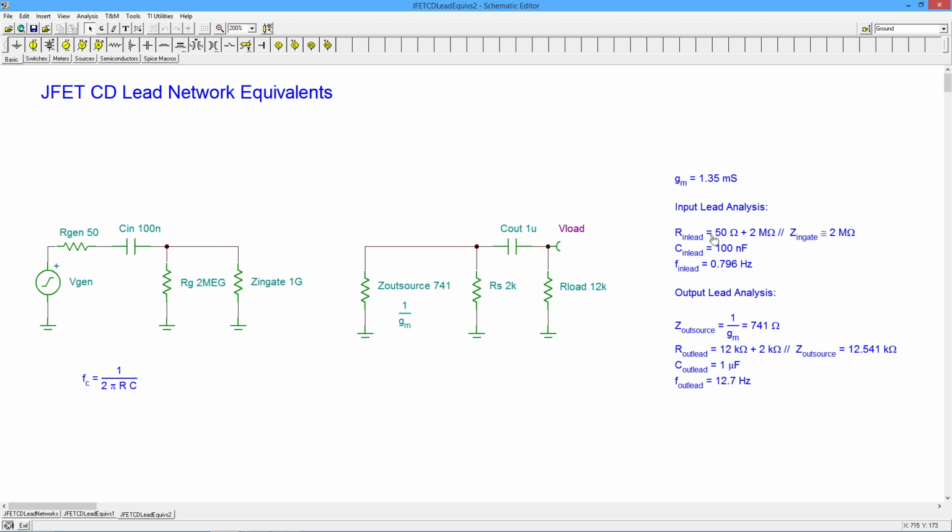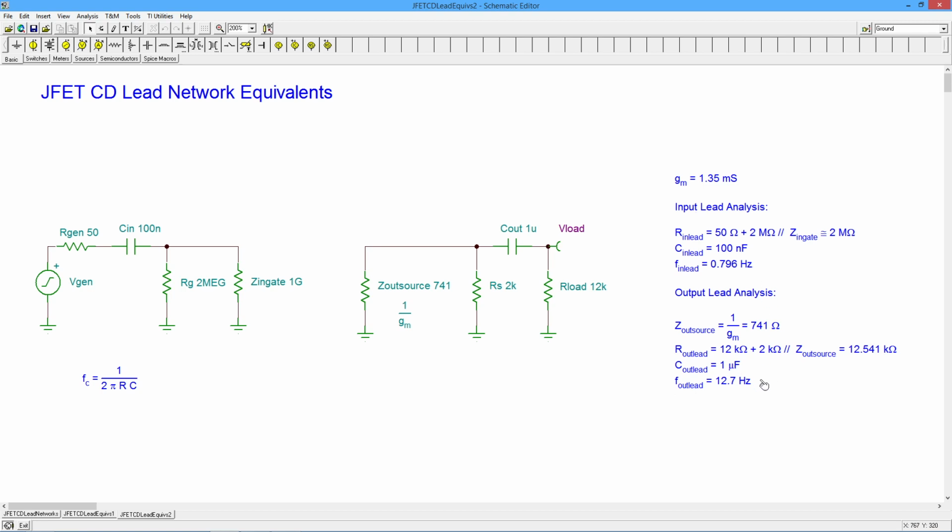So on the input end, like I said, 50 plus 2 meg in parallel with huge is 2 meg. 100 nanofarads, that works out to just about 0.8 hertz, a fraction of 1 hertz. On the output end, we're looking at the 741 in parallel with the 2K, and then you add in the 12K. So this combo over here is about 541 ohms, plus the 12K, you're looking at a little over 12.5K. Take your 1 mic, grind it through your formula, 12.7 hertz.